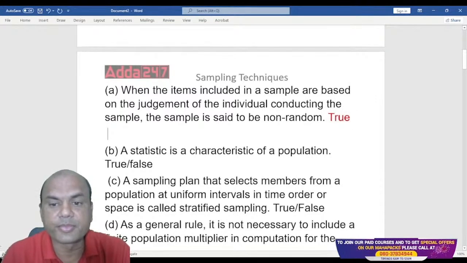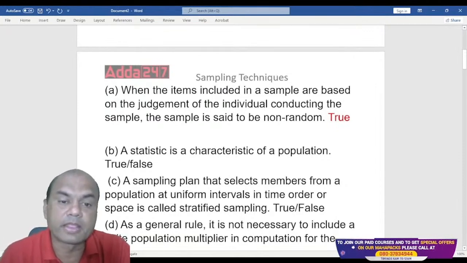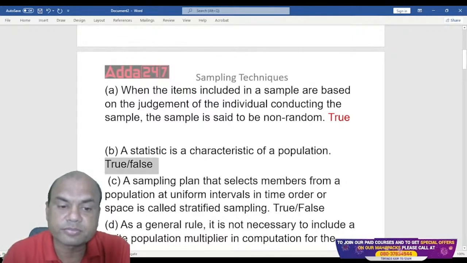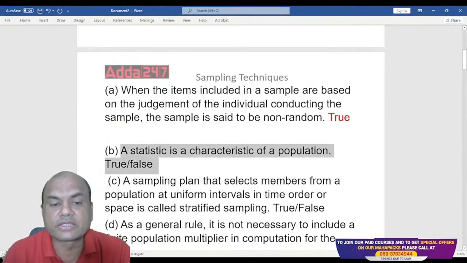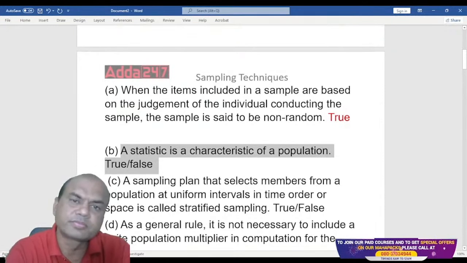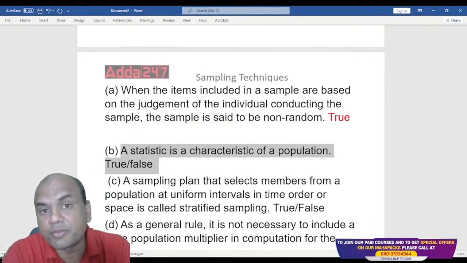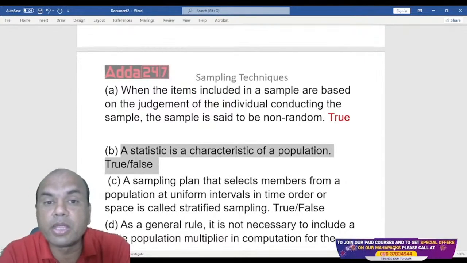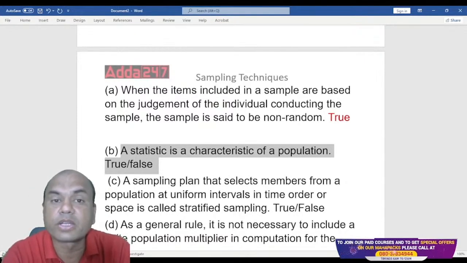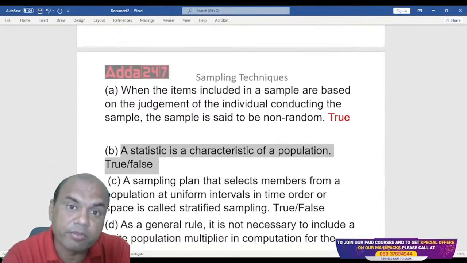True. Okay, second one. A statistic is a characteristic of a population. Now this is a simple one. You must answer this. A statistic is a characteristic of a population. True or false? What do you say? Everyone, think over it. What is population? What is sample? Suppose I find the mean of a population, what is it called? Suppose I find the mean of a sample, what is it called?